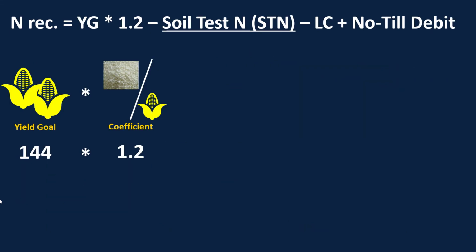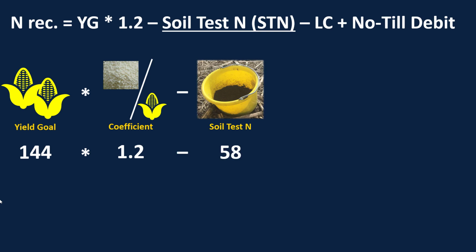So again, for a review, have our yield goal, multiply that by our 1.2 coefficient, then we subtract our soil test nitrogen with 58 pounds of nitrogen per acre in our example, and next up is our legume credit. So stay tuned for that segment of our video series.